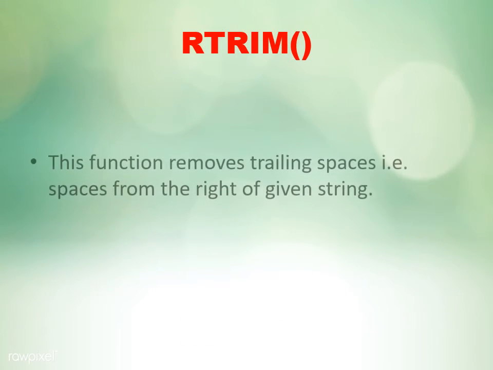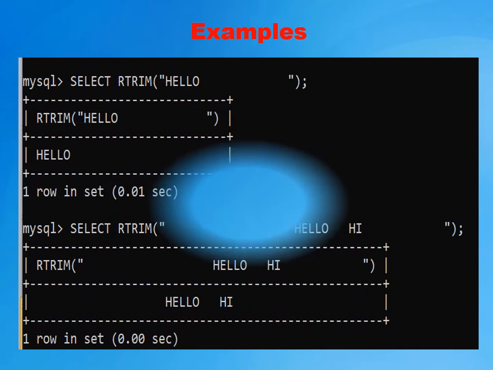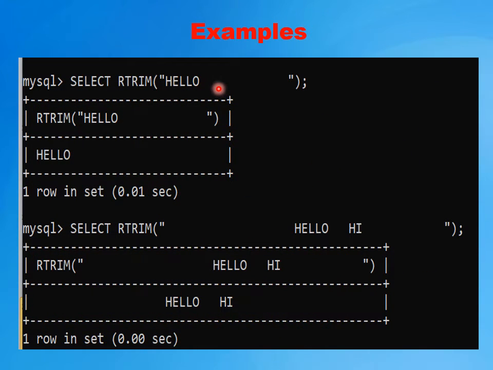So always it will remove the leading space only. Next, rtrim. This function removes trailing spaces, that is, spaces from the right of the string or the end of the string. This is the syntax: rtrim, then string. See the example. This removes spaces from the trailing side, or end side. Here also you can see it will remove the spaces from the end, not from the beginning.